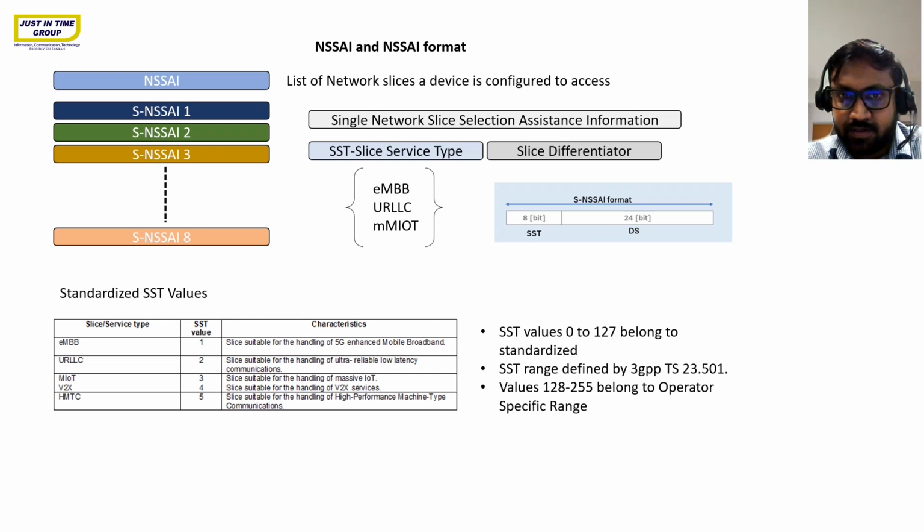And the other part is a slice differentiator, or SD part, which we can use to differentiate your own slice. Let's say you create an enhanced mobile broadband slice for a specific customer, then the differentiation would happen at the SD level. Okay.